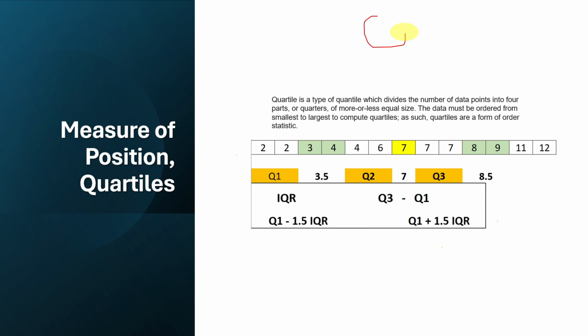So for example, you have a pizza, yeah? In pizza, you can divide it into 4 parts. So 1, 2, 3, 4, yeah? Or more or less equal size. The data must be ordered from smallest to largest to compute quartiles, as quartiles are a form of order statistics.